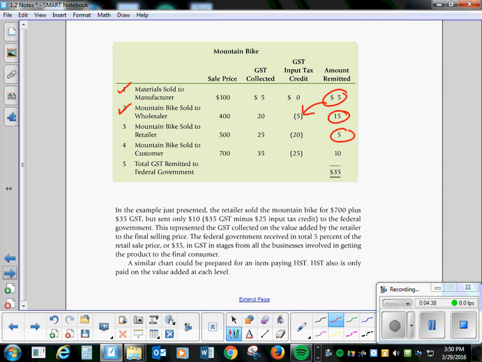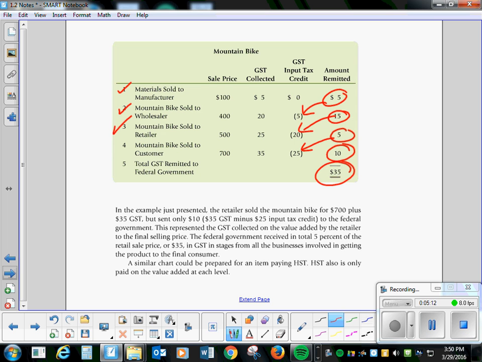So this here now goes to here. The mountain bike sold to the customer for 700, GST collected is 35. We now have $25, so the amount that they're going to remit is $10 for a total of 35. In this example just presented, the retailer sold the mountain bike for $700 plus 35 GST, but sent only $10 because they took the $35 GST minus the 25 input tax credit to the federal government.